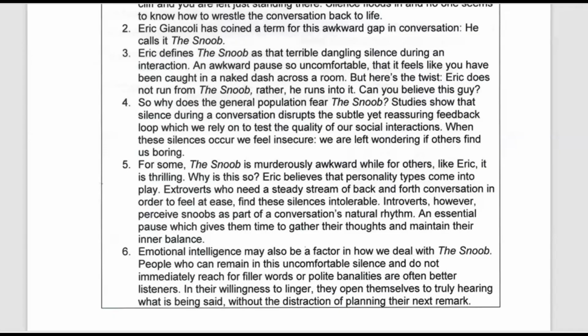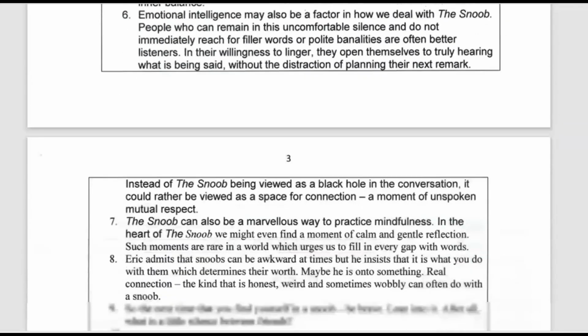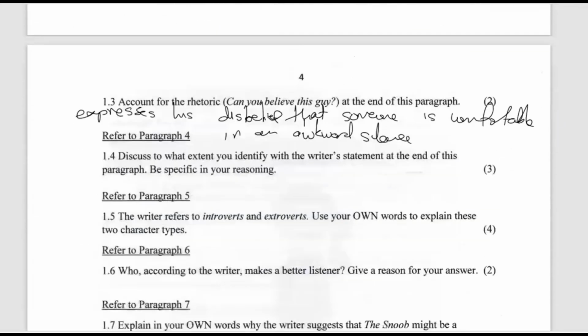Okay. The question says, to what extent do you identify with the writer's statement at the end of this paragraph? Be specific. This was an open answer. One of the things is you could have used your experience. You don't even know how to make them feel comfortable again as the person they are talking to. So as a result, it's your own opinion. For myself, I believe it's very difficult to find a way to recover the conversation and make them feel comfortable to talk to you again. And therefore, the conversation becomes lost, and even the communication breaks down because there will be no talking done properly anymore.